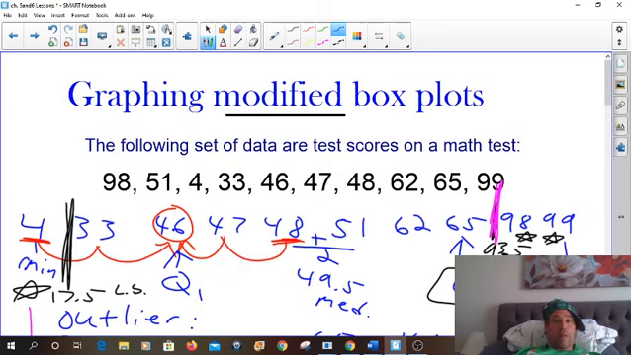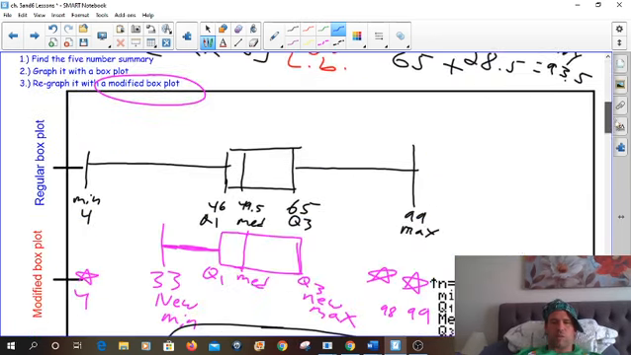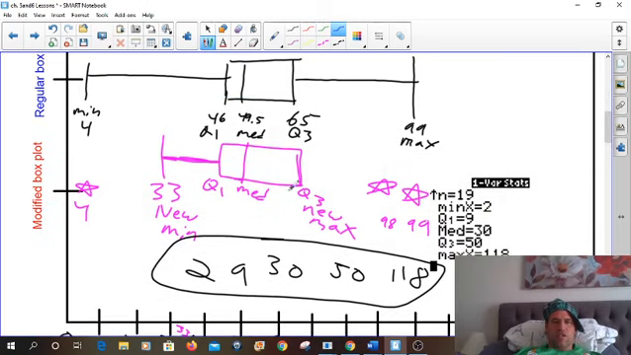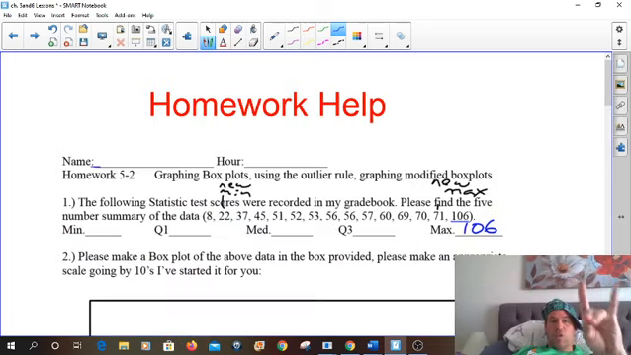Awesome. We did modified box plots. Modified box plots are box plots with stars in them, as you can see here, with stars to represent the outliers. And you get a new minimum and a new maximum. So we'll be doing a little quiz on this. So it's good to review, watch my videos again, and make sure you know how to do this so you ace the test.